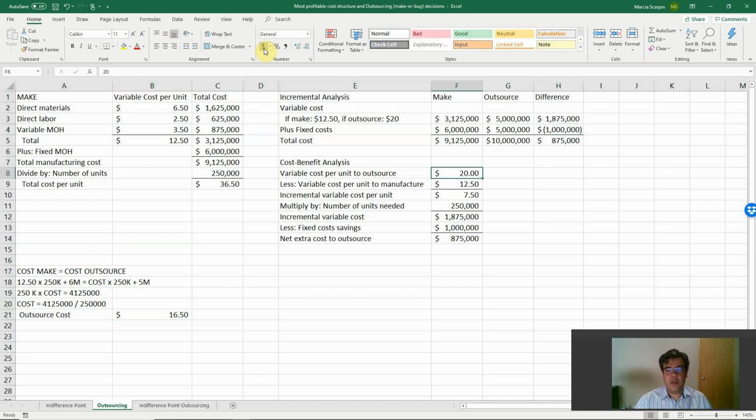Instead of 20, 16.5. At 16.5, no extra cost. So our maximum price would be 16.5. Anything more expensive than that, it doesn't worth it. Anything below that, it's worth it. And remember, we need to consider a lot of stuff when we want to outsource something. Here we are considering only the financial aspects of that.